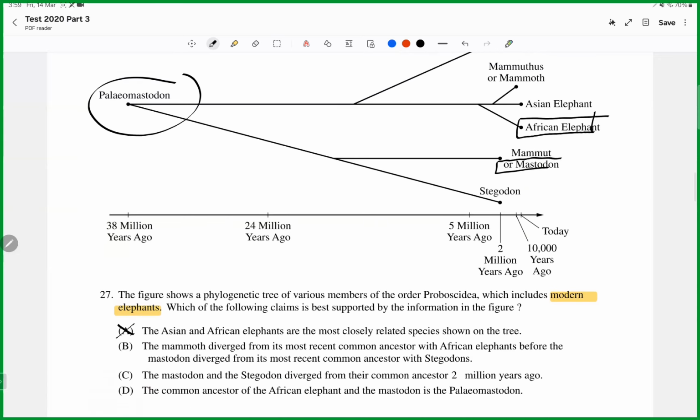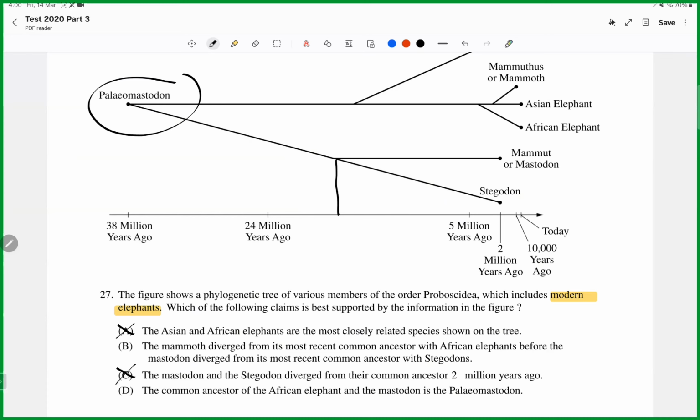Oh, yeah. Let's just look at C. The mastodon and the stegodon diverged from their common ancestor 2 million years ago. The mastodon, no, they diverged here. Which of the following is true? So it's not that one. Let's look at B.